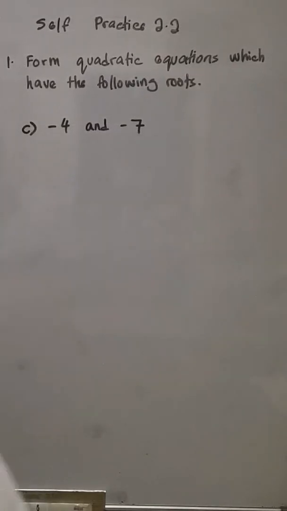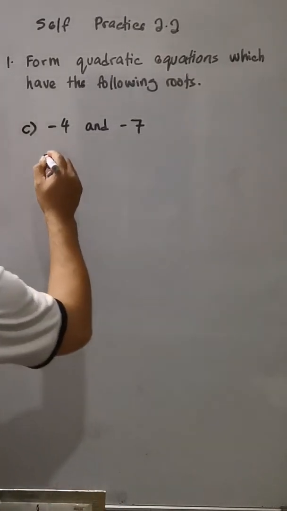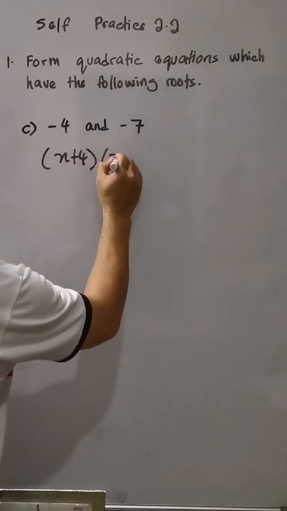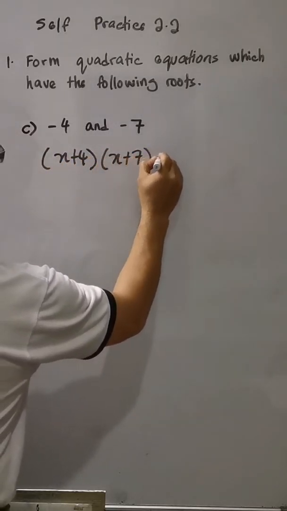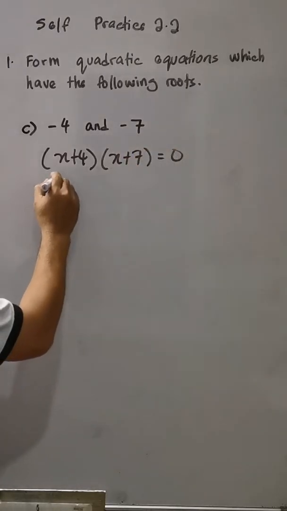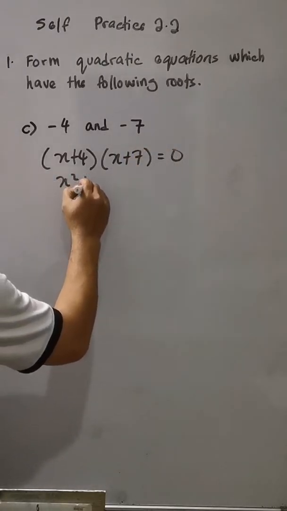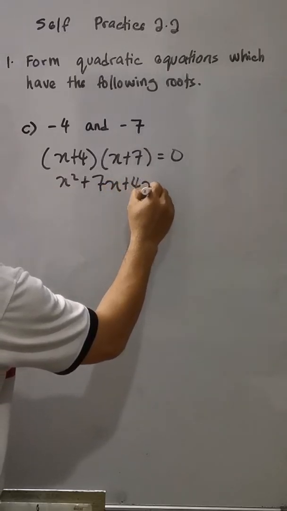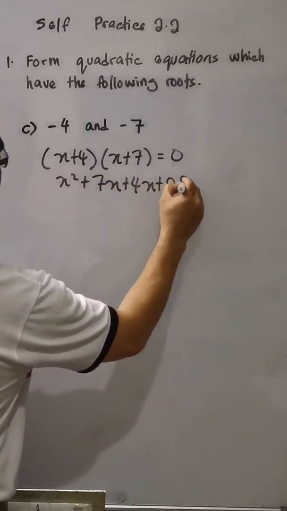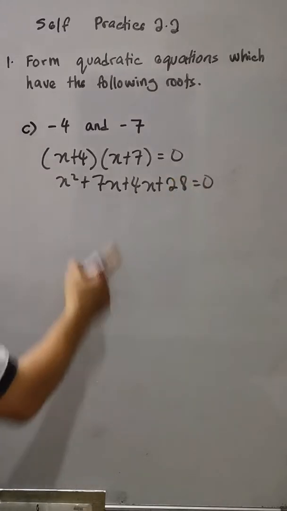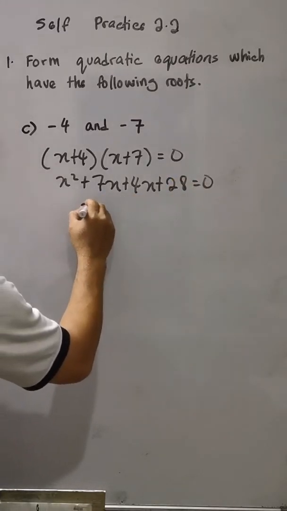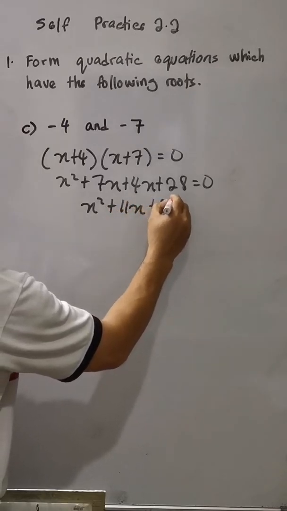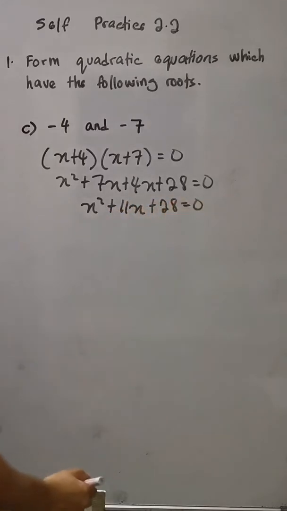So C, factorization. So x plus 4 and x plus 7 equals 0. So x squared plus 7x plus 4x plus 28 equals 0. 7 plus 4 will be 11. x squared plus 11x plus 28 equals 0.